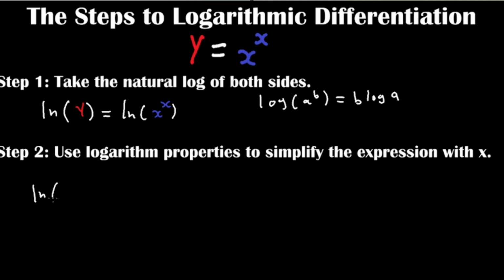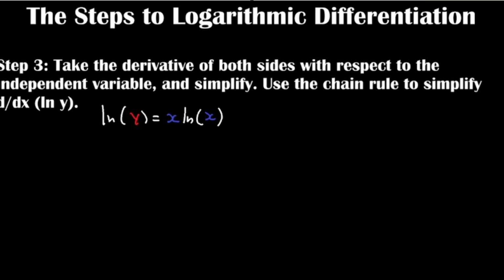We're going to use that to simplify this natural log of x to the x. So on the left, it's going to stay the same, but on the right, we're going to have x natural log of x. So this is a little bit simplified because we actually know how to differentiate this. We would need the product rule, but we know how to differentiate x and we know how to differentiate natural log x. So this is easier to work with.